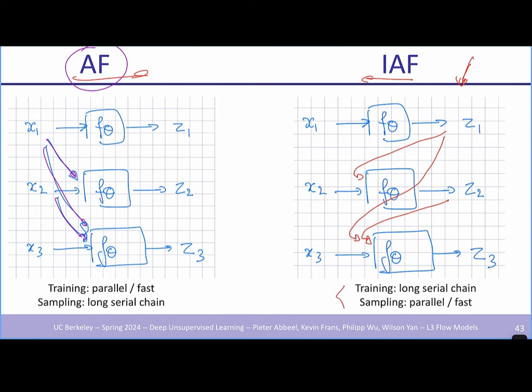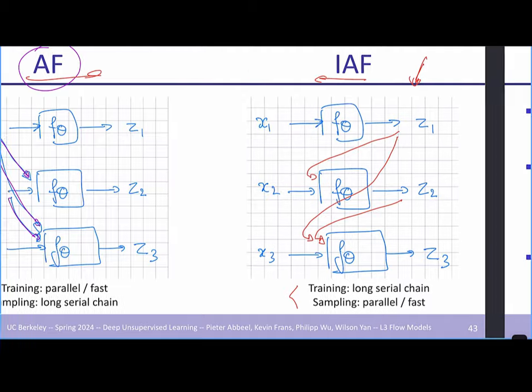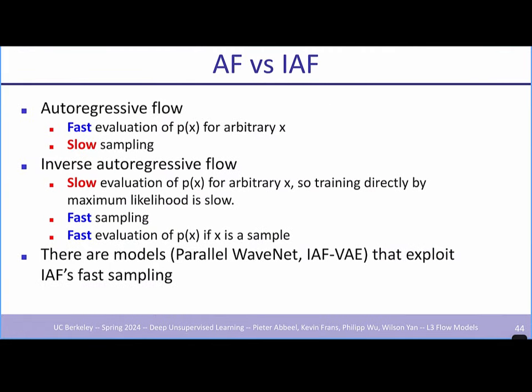So put it at the bottom here. So autoregressive flow: fast evaluation, fast training, slow sampling. Inverse, the opposite. There are actually models that manage to get the best of both worlds. You might wonder, how is that done?